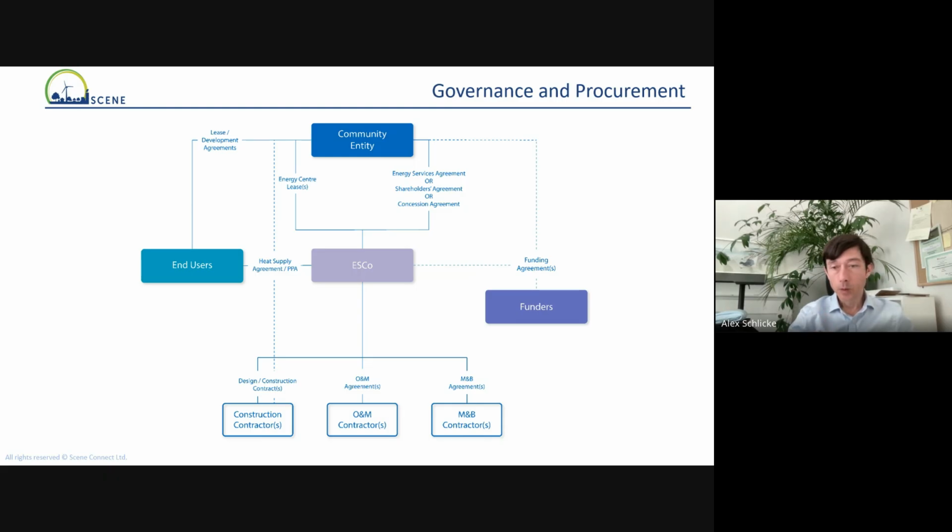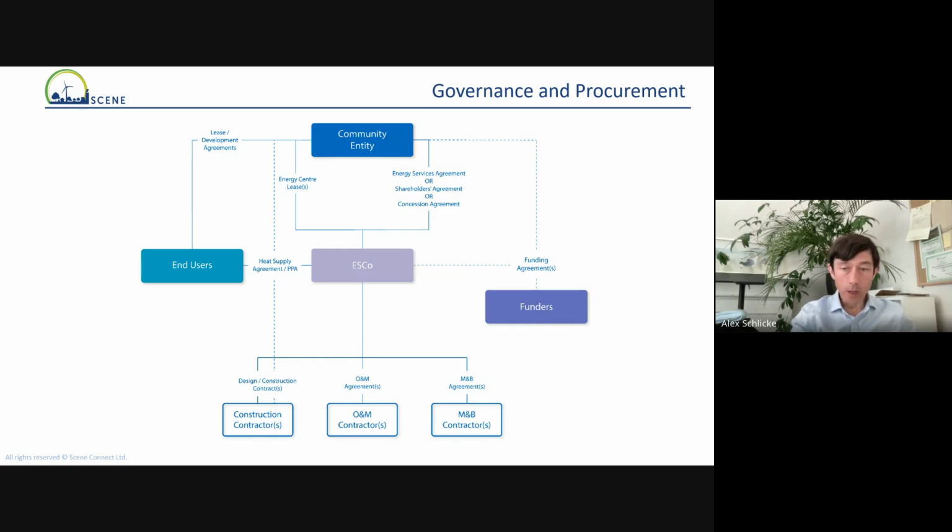In the middle, there's this word ESCO, and apologies if people are familiar with this, but this is an umbrella term for an energy services company, some entity that is actually responsible for providing the energy services and operating them for the purposes that you have. So the ESCO may well be the same entity as the community entity, but it doesn't have to be. It could be a separate entity, so it has a box there.